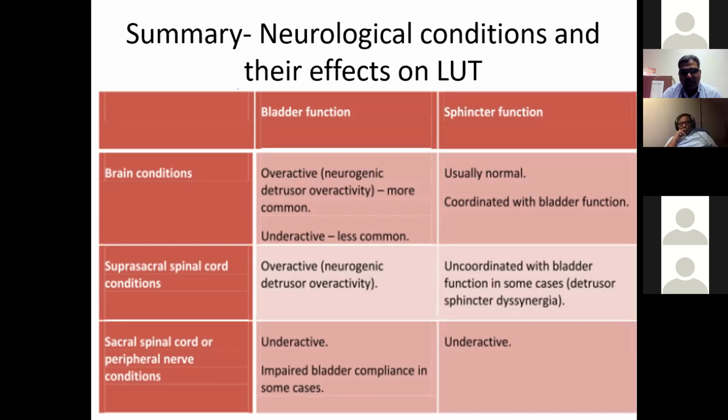And in cases of sacral as well as peripheral nerve conditions, the bladder would be underactive. There will be impaired bladder compliance in some cases, and particularly later on because of the subsequent fibrosis. And sphincter function is also underactive.